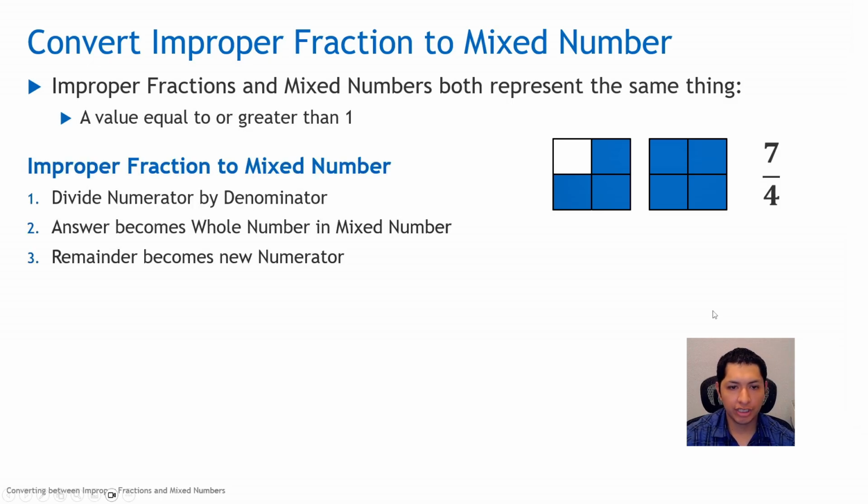To convert from an improper fraction to a mixed number, you follow these 3 steps. You divide the numerator by the denominator. The answer you get, the quotient of that division, becomes the whole number in the mixed number. And as you remember, the mixed number is made up of 3 numbers: the whole number part, the numerator, and the denominator. Finally, the remainder becomes the new numerator.